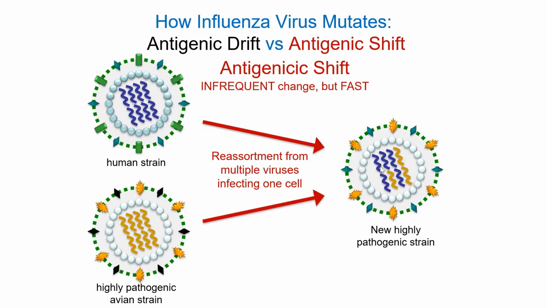And now what we have is a virus that is unique and brand new and unlike anything the human immune system has ever seen before. And this is what happened in 2009. This is what happened way back in the day of the Spanish flu. And sometimes these are highly pathogenic and really nasty, like what happened with the Spanish flu. In 2009, it wasn't nearly as nasty. Some people did get seriously ill, but most people were okay.